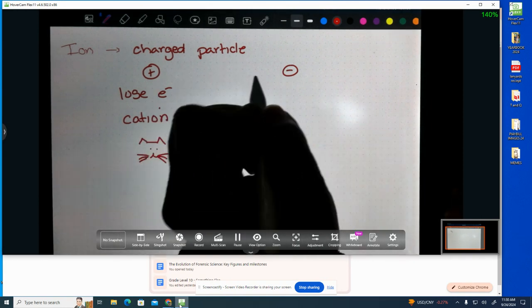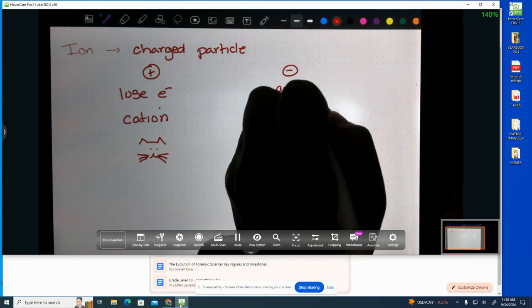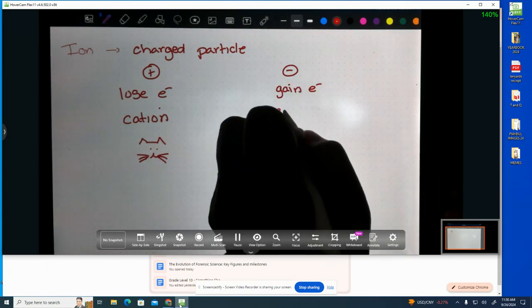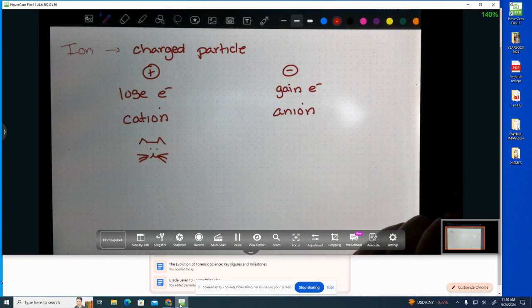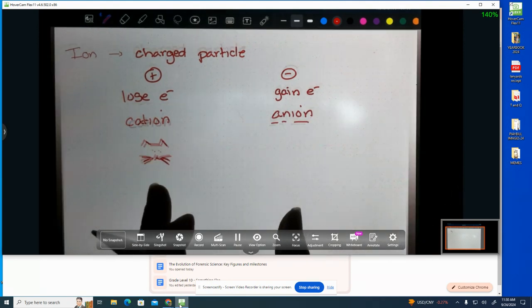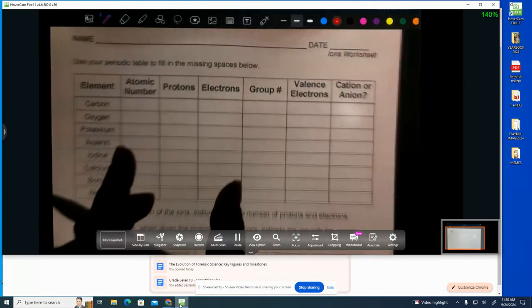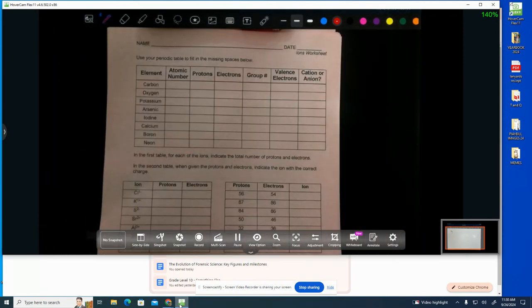Okay, and then a negative ion is going to be gaining electrons. It's called an anion. There's a negative ion. Okay? All right, let's take a look at this page that I just gave you, the side that has the three little charts on it.